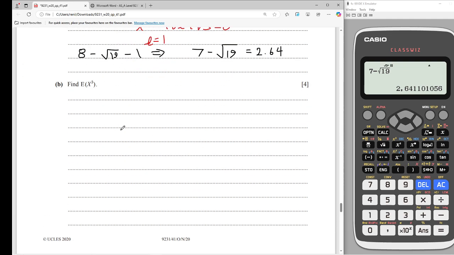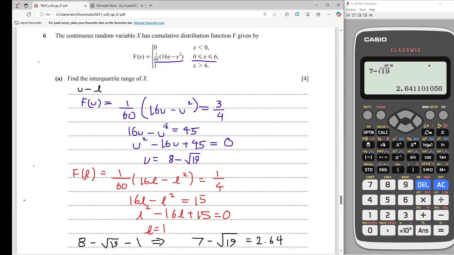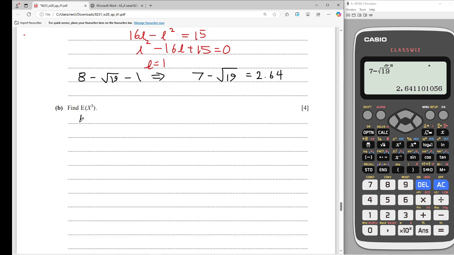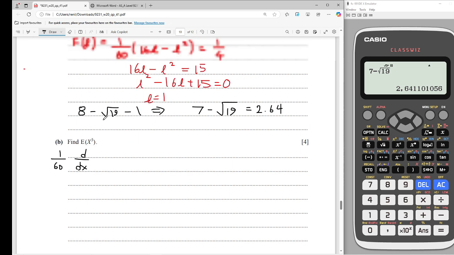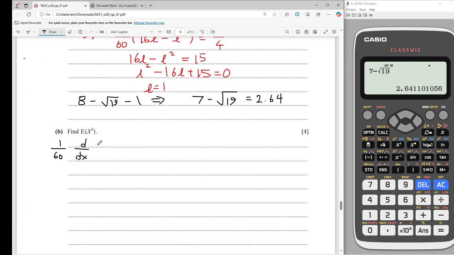Now to find E of x cubed when we have a CDF, it would mean first to differentiate. So let's do d of dx. Just differentiate d of dx, and the constant was 1 by 60, so we can factorize that out, and we have here 16x minus x squared.